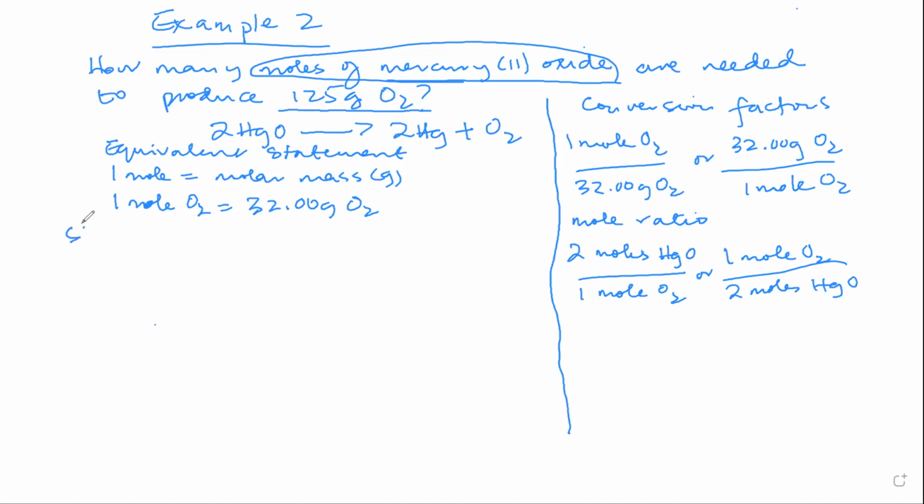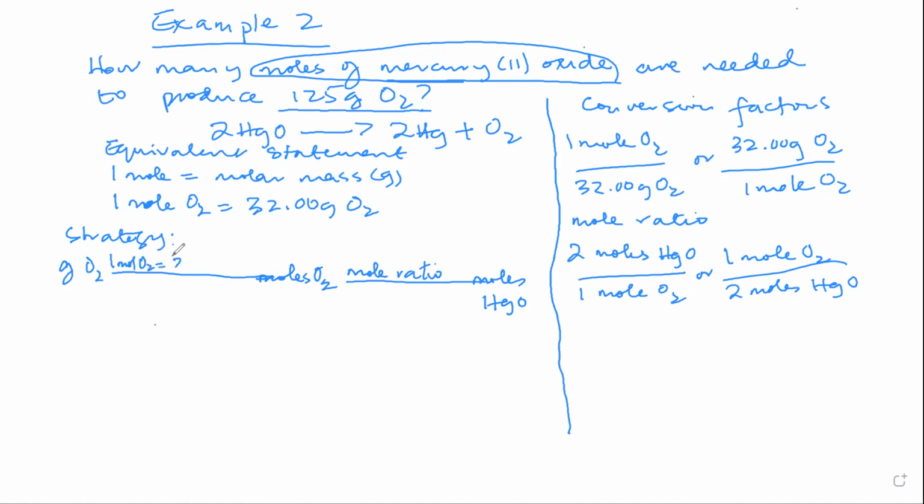Now, what is the strategy? We are going from grams of oxygen to moles of oxygen to moles of HgO. Going from moles of this to moles of this, we need the mole ratio. Here we are using 1 mole of oxygen equals 32.00 grams of oxygen.